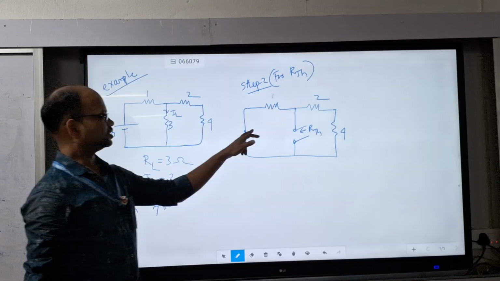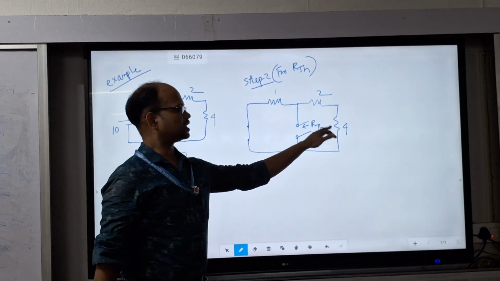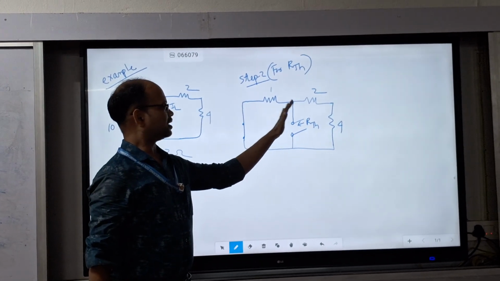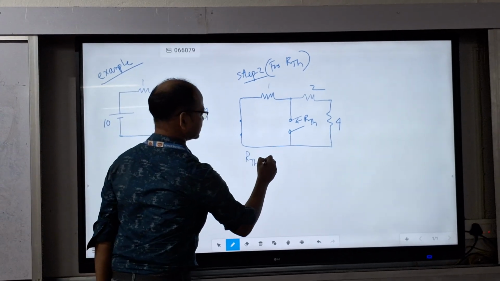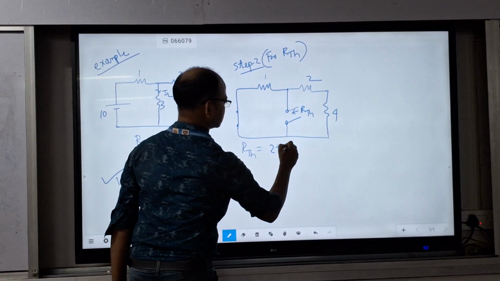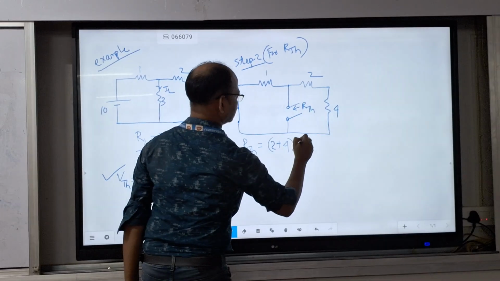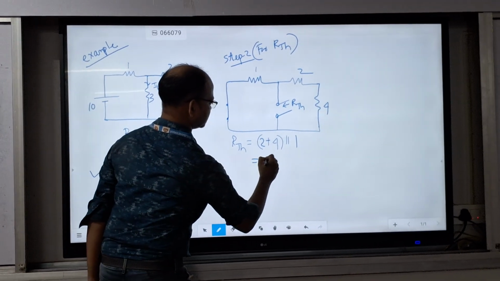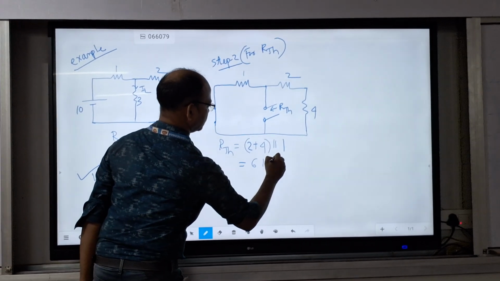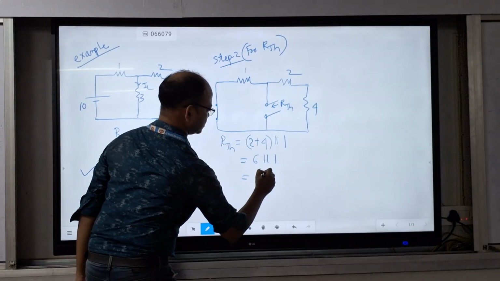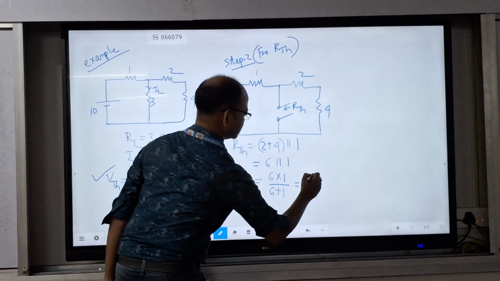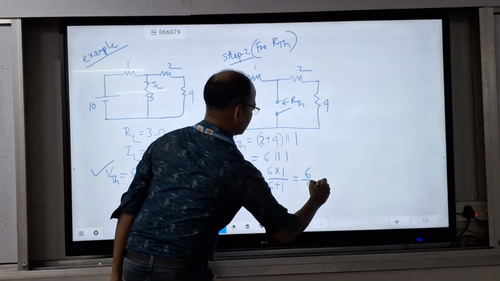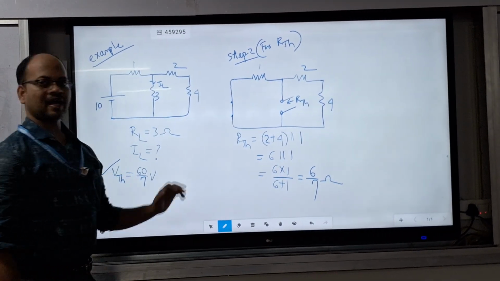Okay. Now let us see 2 and 4. These are in series, and that combination is parallel to 1. So whenever you are calculating RTH, it will be 2 plus 4 parallel to 1. That means 6 parallel to 1. So that means 6 into 1 divided by 6 plus 1. This is 6 by 7. So this one is the RTH.